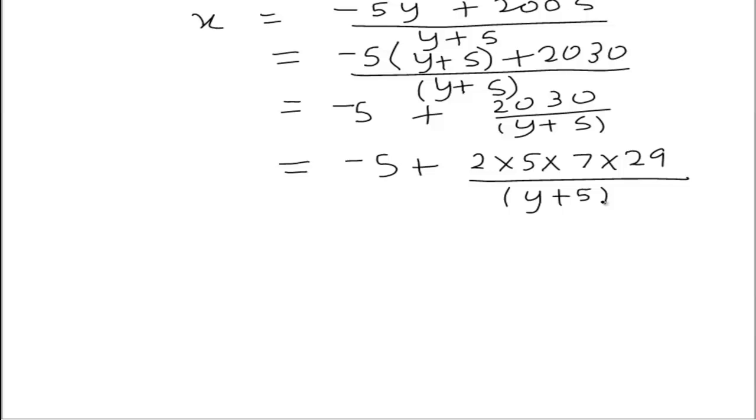Now if y was equal to 0, obviously we got some answers there as well. Now if I take this part here, 2 times 5 times 7 times 29, they're all prime factors, and the number of divisors they will have is 2 to the power 4, which is 16.